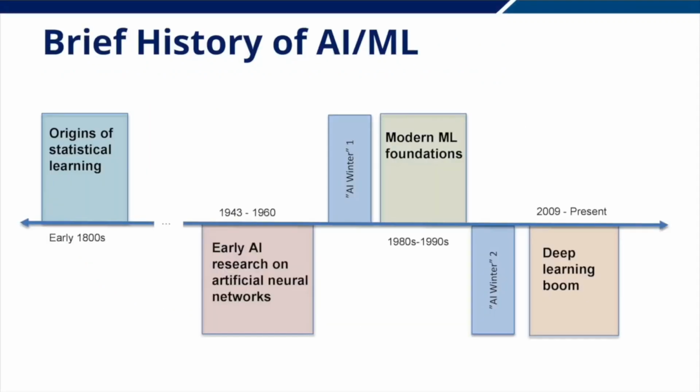So let's cover a very brief history of the field of artificial intelligence and machine learning. The origins of machine learning actually date back to the early 1800s. Things like the least squares regression or Bayes' theorem are machine learning algorithms, which are actually still in use today, and their origins date back to statistical principles discovered and published in the early 1800s.